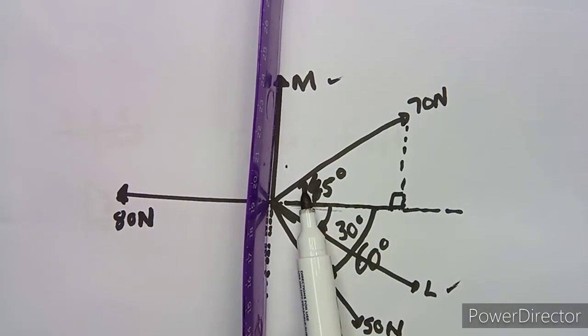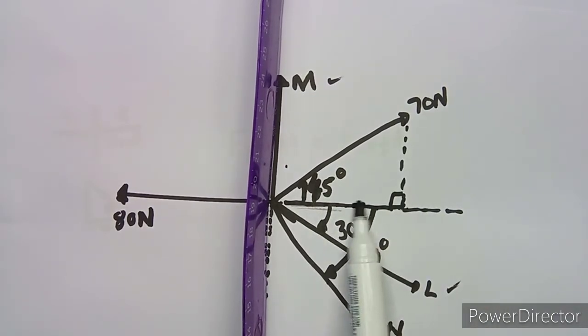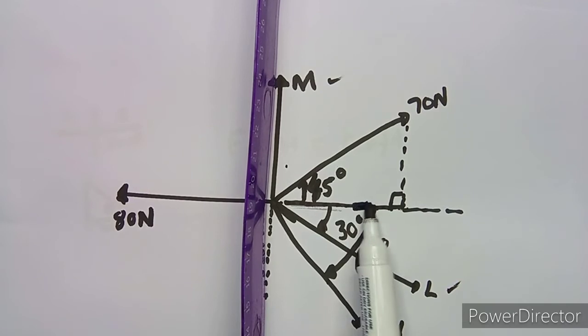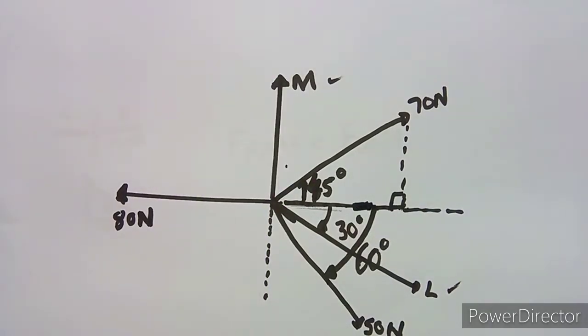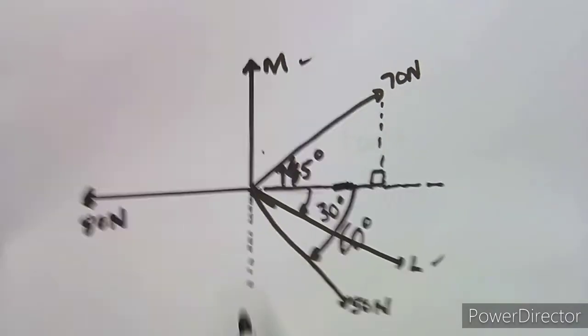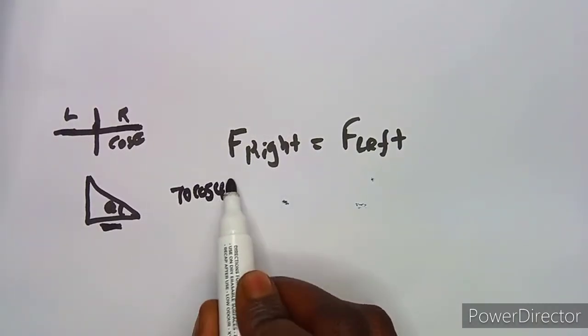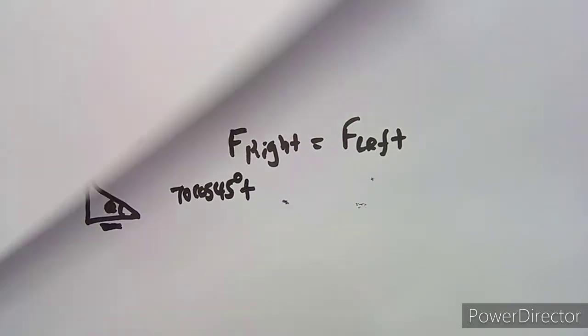So it's 70 cos, because it's on this adjacent that you're talking about, that is to the right. It's on the horizontal line, so it's going to use a cos. So it's going to be 70 cos 45 degrees, plus we move on, we take another one.